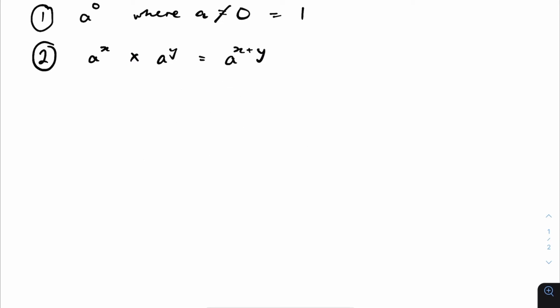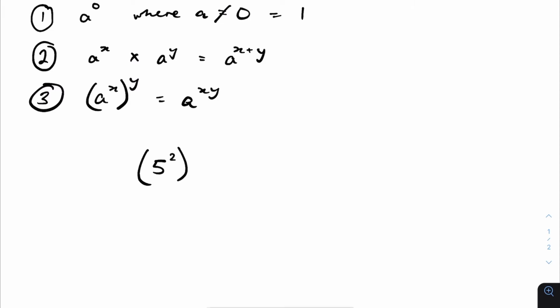However, this is not to be confused with rule number 3, which is a to the power of x, all raised to the power of y. This is not a to the power of x plus y, it's a to the power of x times y. So let's say you had 5 squared to the power of 3.